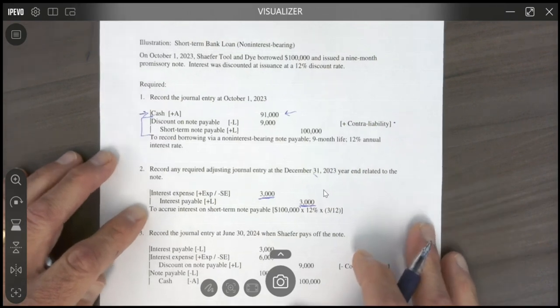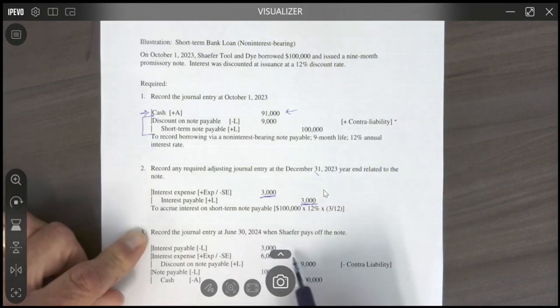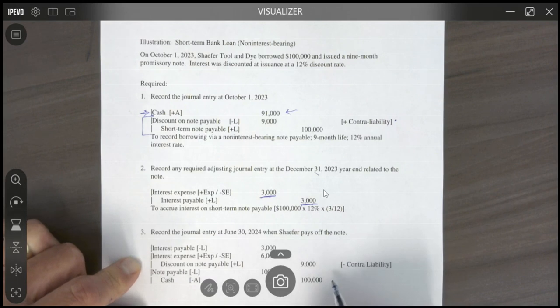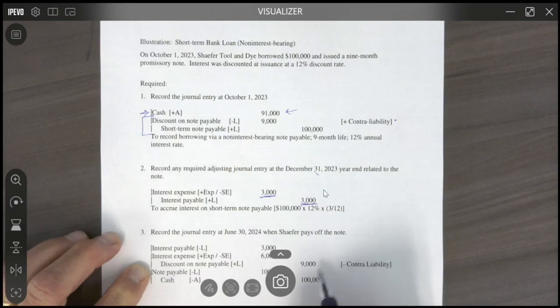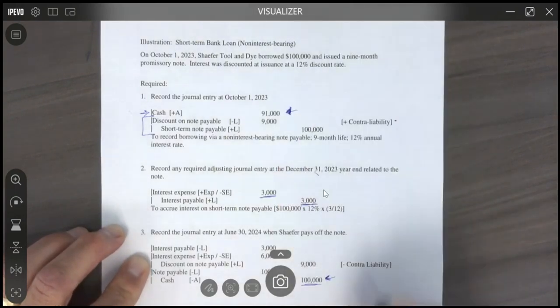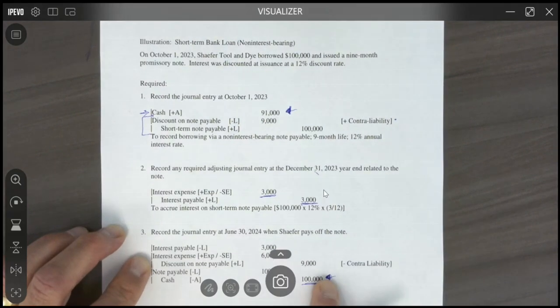And then we come to the date that the bank note matures. And at that point, we pay the bank the $100,000 we owe. Remember, we only borrowed $91,000. We only got $91,000 cash from them, but we're paying back $100,000, and that's the $9,000 of interest.